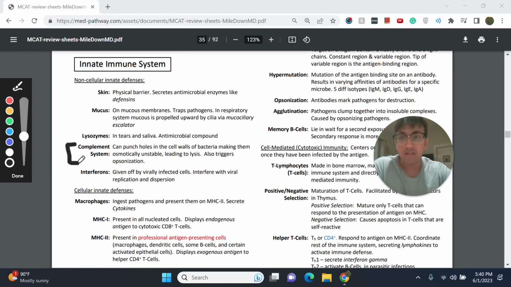The complement system is essentially a very cool system. It's like this complex, complement complex that punches holes in the cell wall of bacteria, and it makes them osmotically unstable, and that leads to their lysis. It also triggers this thing called opsonization, which is like a tagging system that helps other immune cells destroy the bacteria. So the complement system is a very powerful system that the innate immune system uses in order to destroy bacteria. Okay, the last thing is interferons, and when a cell is virally infected, it gives off interferons, and that interferes with the viral replication and dispersion that viruses need in order to invade the host organism.